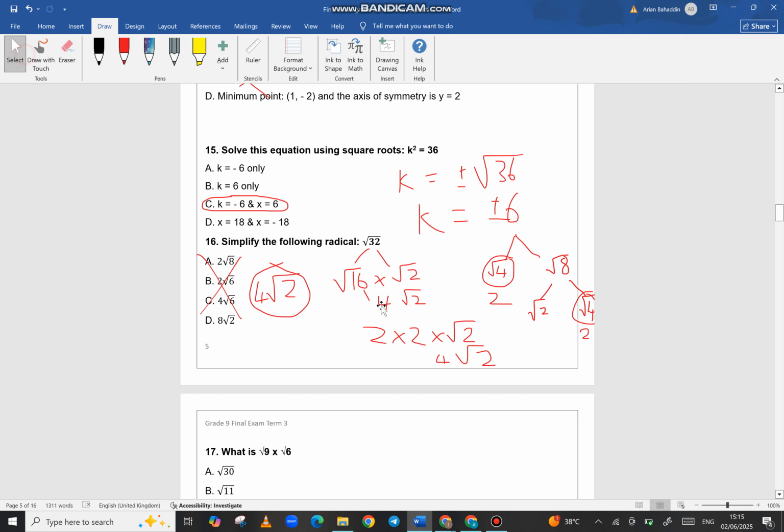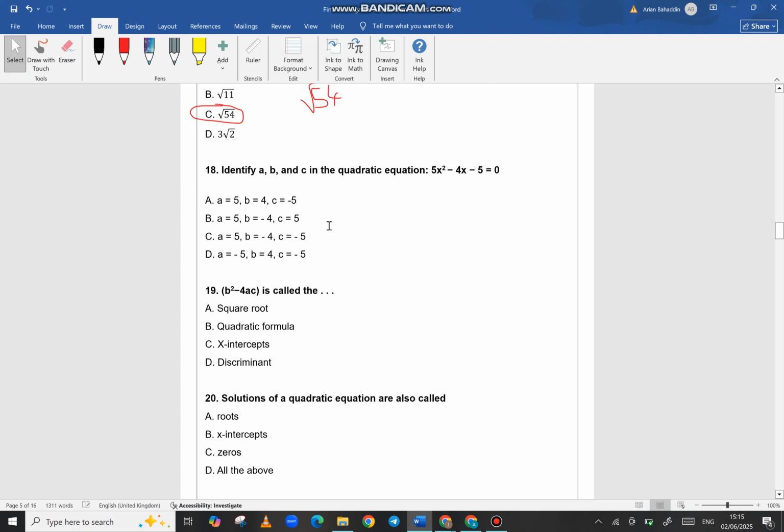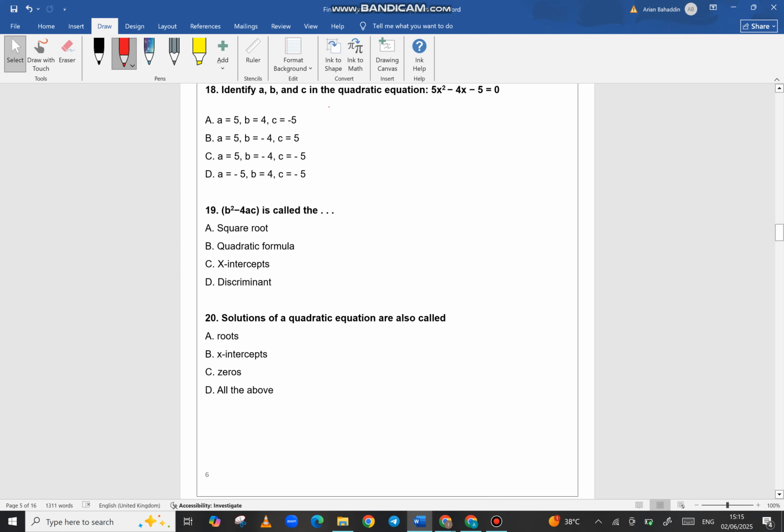Alright. The square root of 9 times the square root of 6 is clearly the square root of 54. Simple, you just multiply them. Nothing more complicated than that.